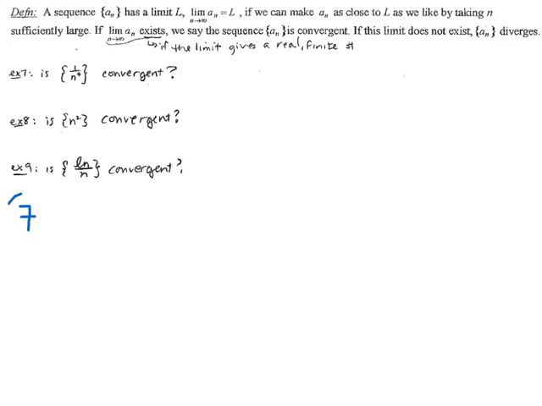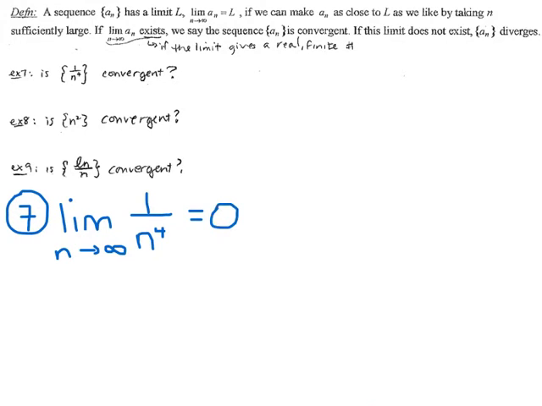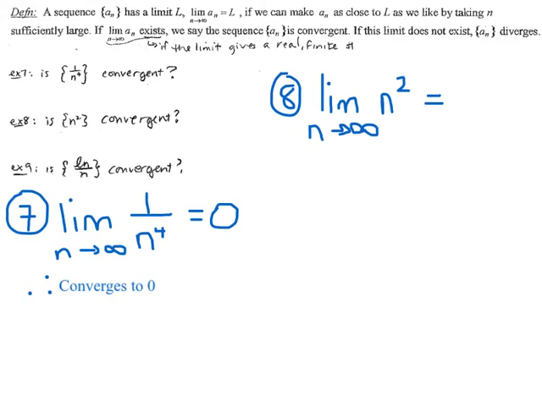Okay, so for number 7, if I want to know if the sequence is convergent, I'm going to take the limit as n approaches infinity of the general term. So limit as n approaches infinity, 1 over n to the 4th, and if I do 1 over really large numbers to the 4th power, I'm going to get 0. Okay, so therefore my sequence converges to 0. Okay, so it's really that simple. For number 8, try it, pause, come back to me. Okay, so for 8, I'm taking the limit as n approaches infinity of the general term, n squared. I'm getting infinity, which is a very large number, and so therefore we say that the sequence is divergent.